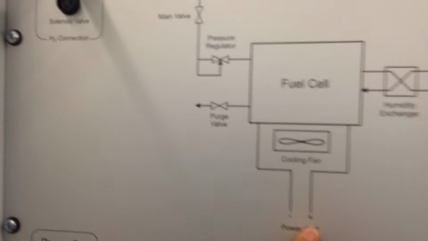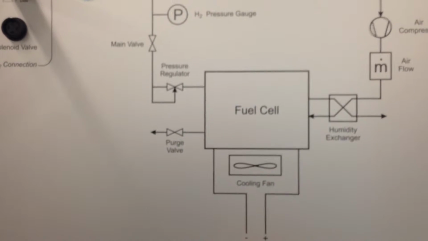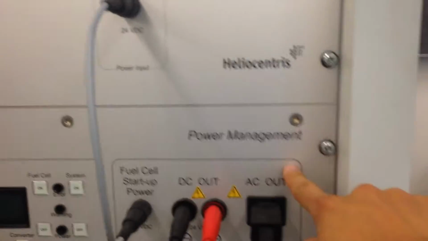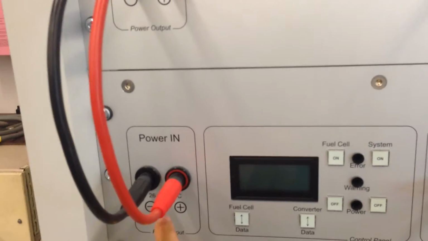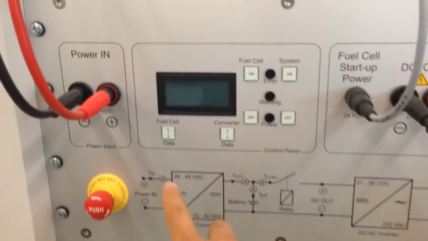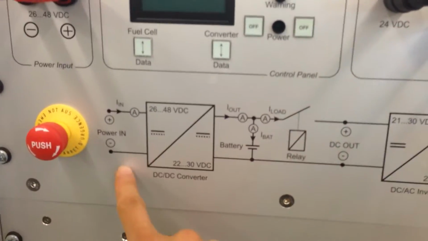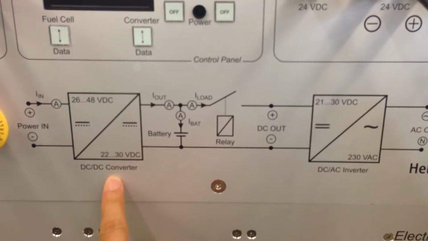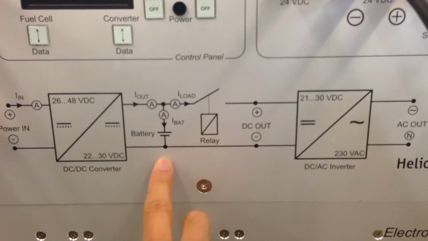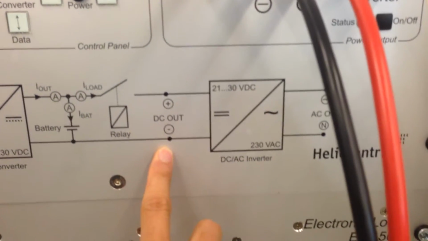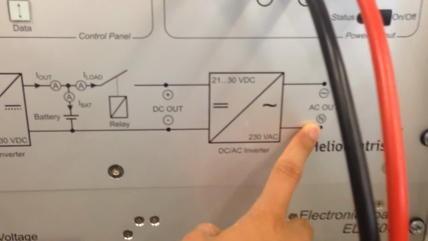The electricity from the power output here from the fuel cell will be used to supply the power management module. Here we have the power in for the power management, and this point is actually the same point as here. As you can see, the power in goes to the DC-DC converter, and then it is connected to the battery, and then the DC output, and via the inverter we have the AC output.